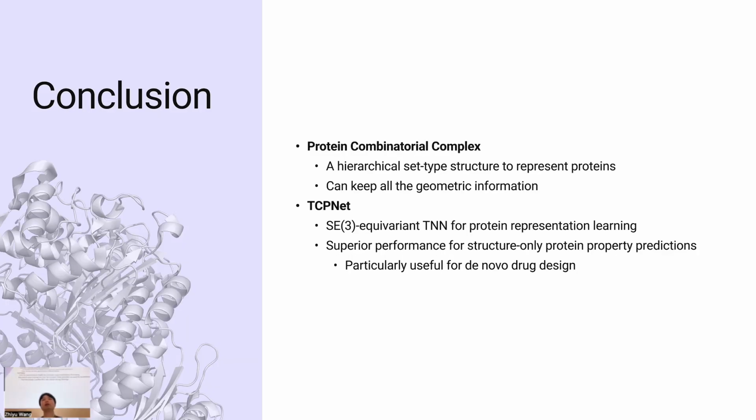So to conclude the contributions of my thesis, I have first developed protein combinatorial complex, which is a hierarchical set type structure to represent proteins that can keep all the geometric information of residues and secondary structures. And I also proposed TCP-net, which is an SE3 equivariant TNN for protein representation learning, and it achieves superior performance for structure-only predictions, which can be particularly useful for de novo drug design.